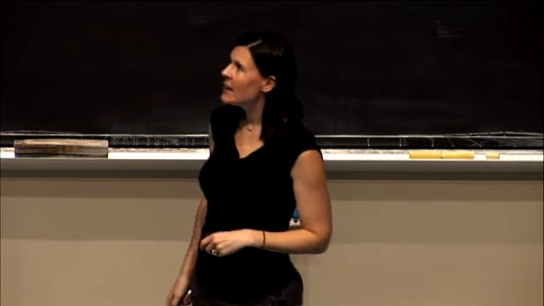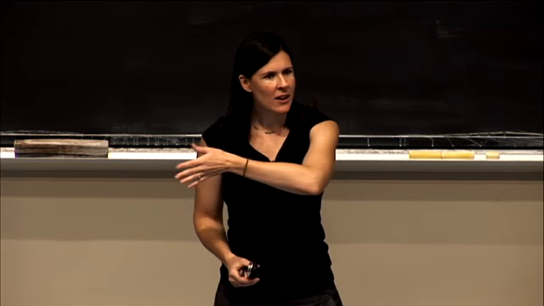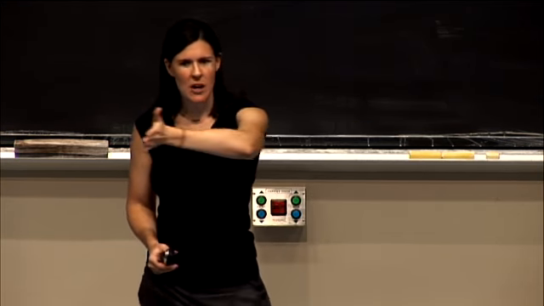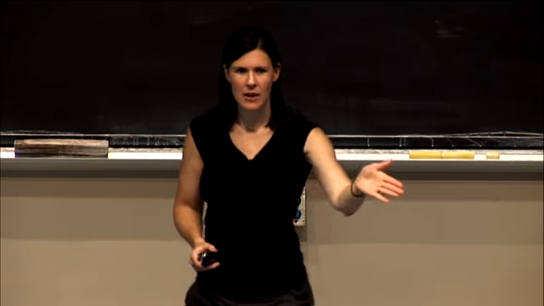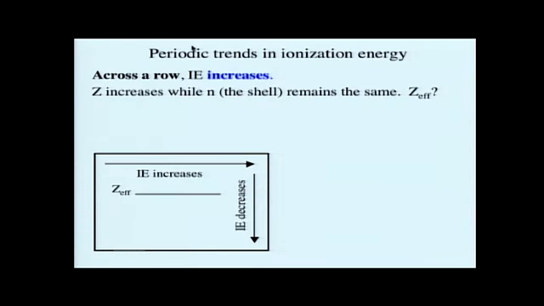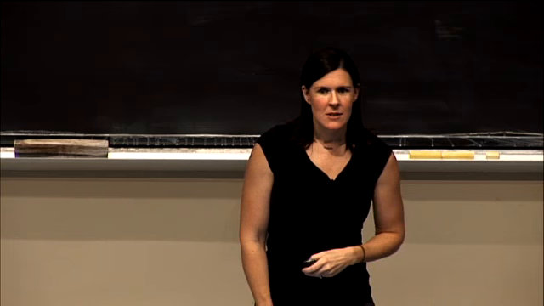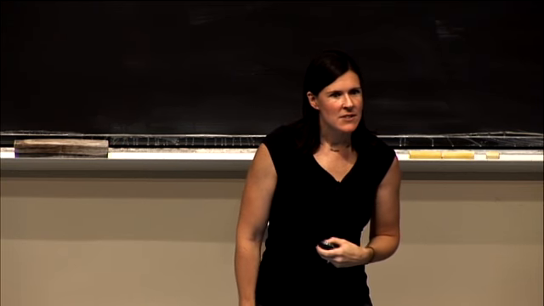That's easy to see. But we're still in the same shell, so we still have the same n value as we go all the way across a row in the periodic table. So in general, what we're going to see is, what happens to Z effective if we have Z increasing, but we're in the same shell here? Would it increase or decrease Z effective?